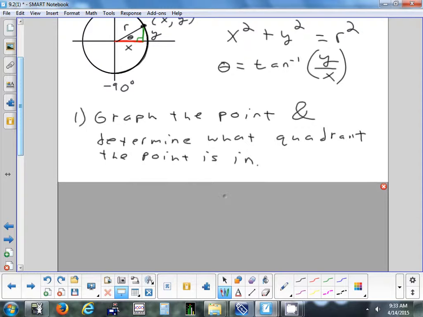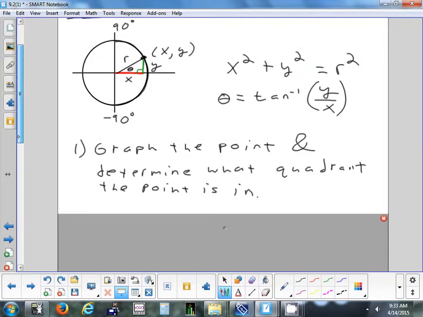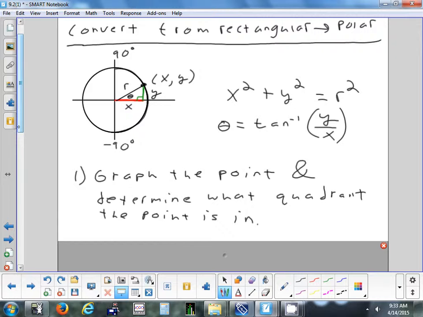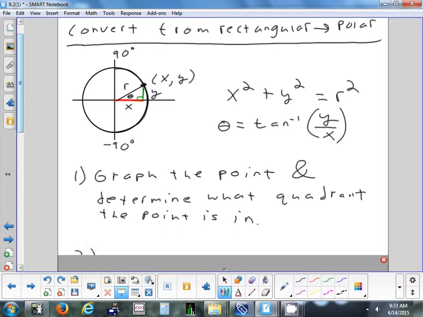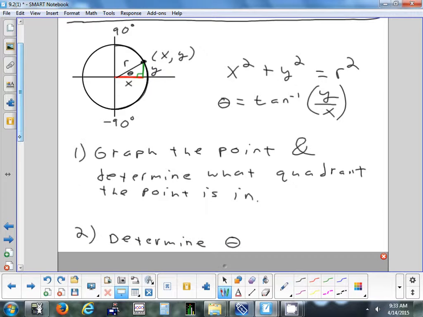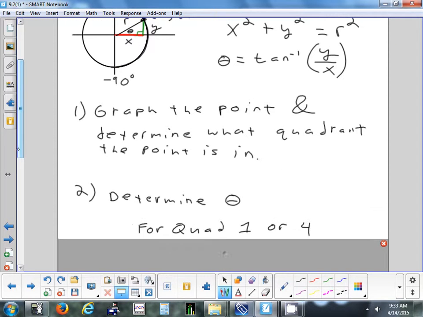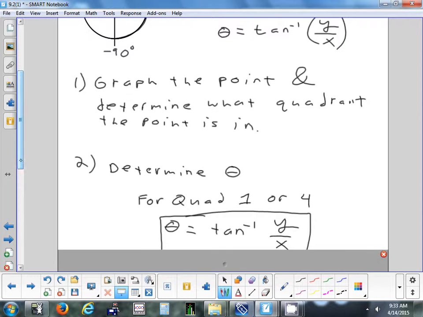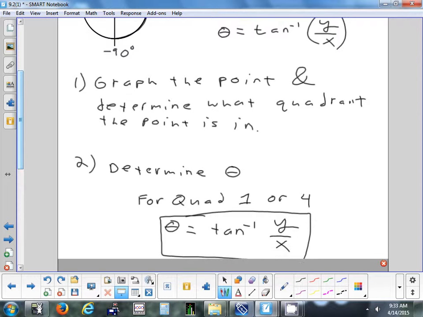Right? So when you're converting, first thing you want to do is graph your point. The main reason you want to graph your point is to determine theta. When you're determining theta, the formula you use depends on the quadrant you're in. For quadrants 1 and 4, you can use the formula we just figured out. Inverse tangent y over x, it'll work perfect.